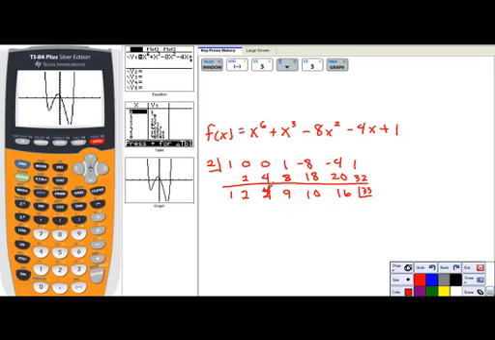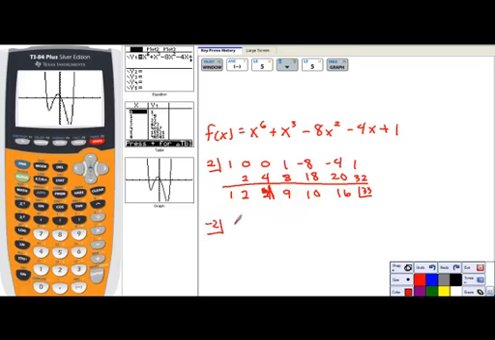Everything is positive along in here. This is a 4, remember. Everything is positive. For the upper bounds test, that's what I'm looking for. That means there are no zeros to the right of 2. Now let's do the lower bounds test.